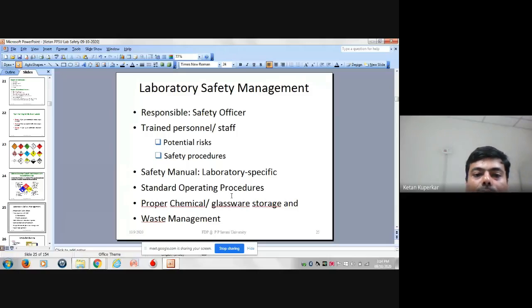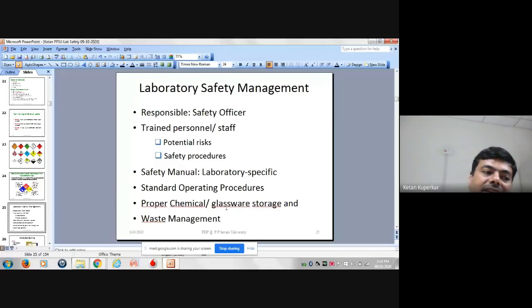and all of them must be operated following proper instructions. Proper chemical and glassware storage is also a very important management criterion, where you can get all the desired or required glassware or chemicals at any time if they are properly maintained or stacked.